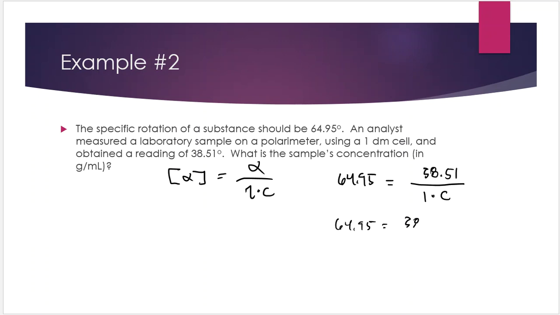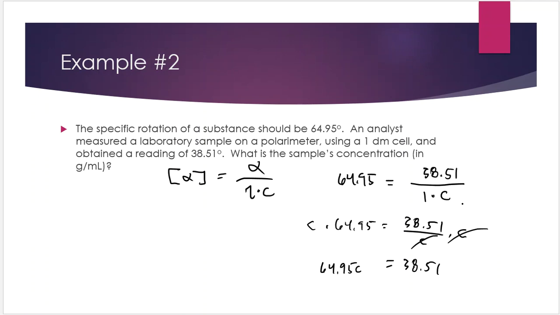64.95 equals 38.51 divided by 1 times C, which is C. So now we've got to figure out how to solve for C. How do we get it isolated so we can solve for that variable? Well, the rules of math say you have a number in the denominator, so we have to multiply each side by that value. So we'll multiply by C and we'll multiply by C. Those cross out and we get 38.51 equals 64.95 times C. We still don't have C by itself, but we get rid of all those fractions and denominators that we don't like to see.